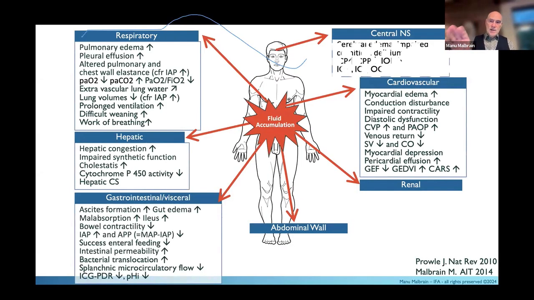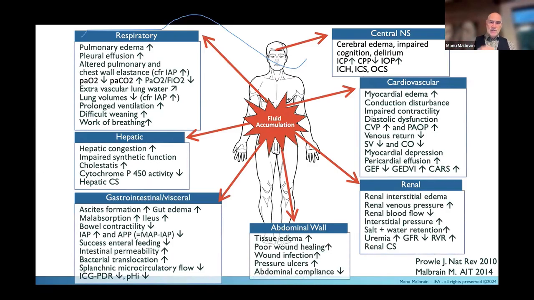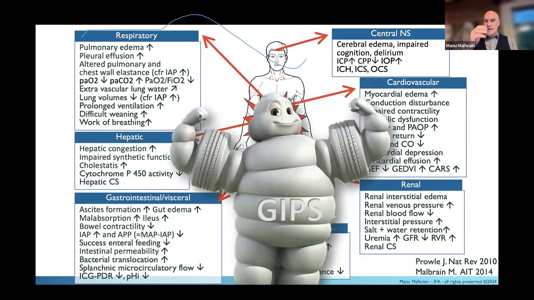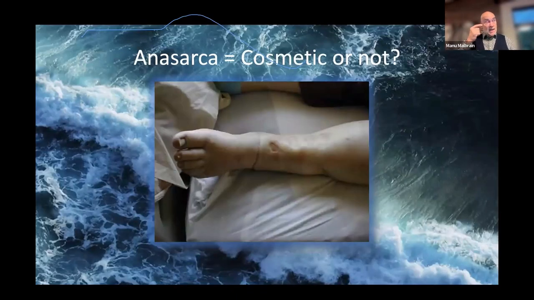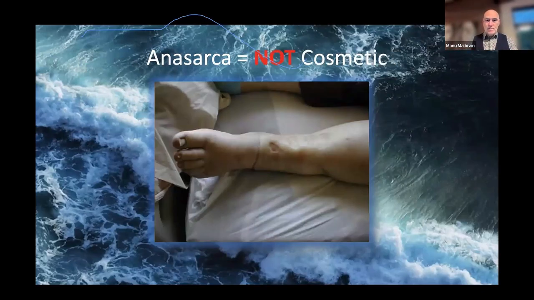So the fluid accumulation, what we see on the outside, the pitting edema, mirrors fluid accumulation on the inside. Each and every organ will be congested. There will be venous hypertension, and there will be this global increased permeability syndrome, Michelin man. And if you go back tomorrow to the ICU and the relatives ask you, why is granddad so puffy, swollen up? You're not going to say this is just cosmetic and nothing to worry about.